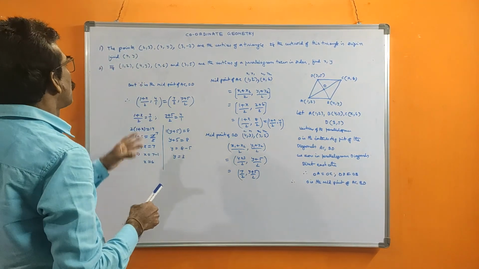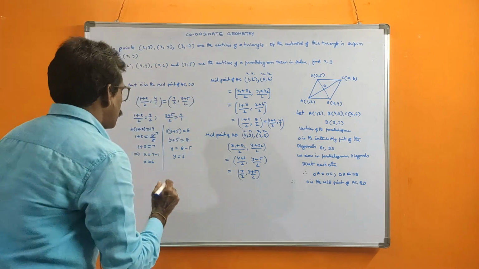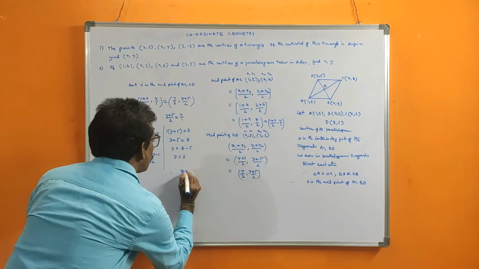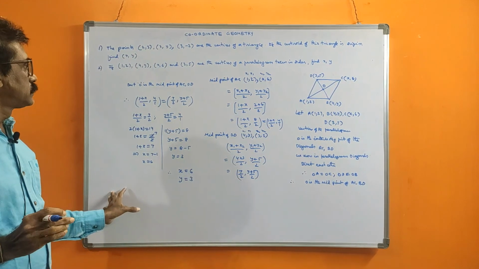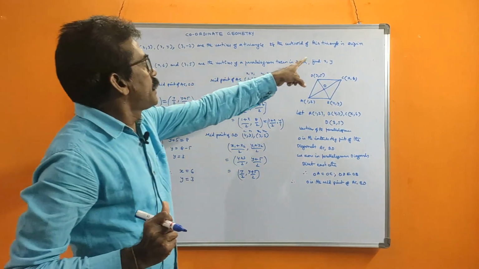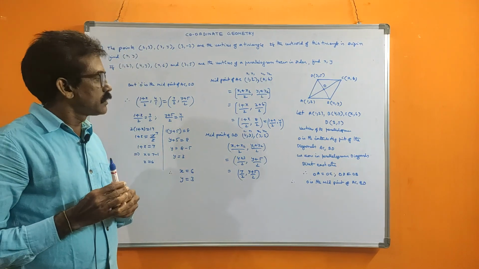x comma y, what is the point? See, the values he asked. x is equal to 6, y is equal to 3. Find x comma y. That means x is 6, y is 3. These are the points.